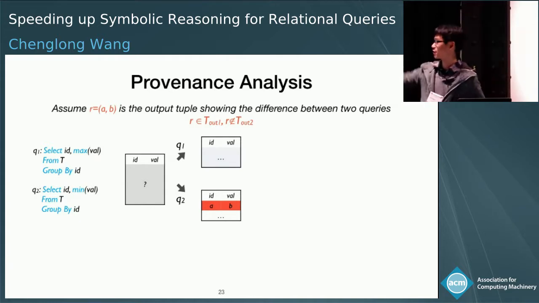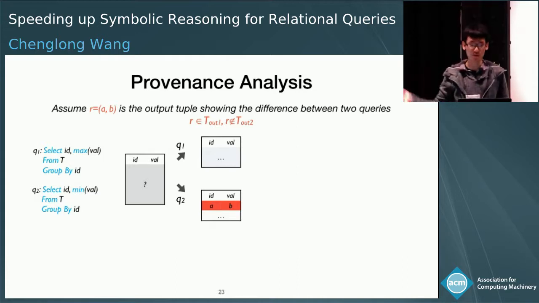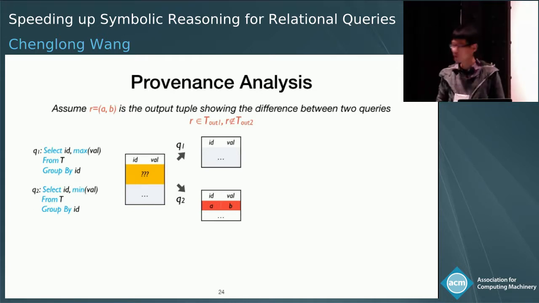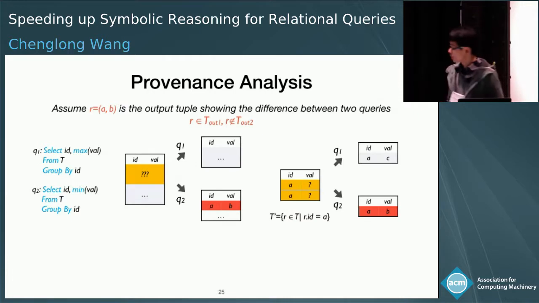So here, the queries are different because one is max, one is min. It's kind of obvious they're different. And now we just analyze what part of the input table is responsible for generating that. So we no longer need to consider all the other gray area, to save the day for our solver. So it's very interesting here.